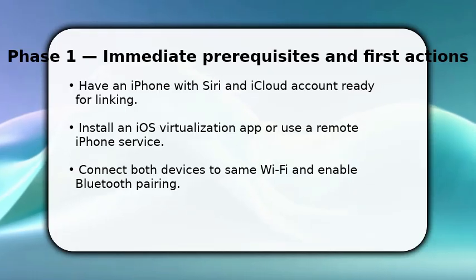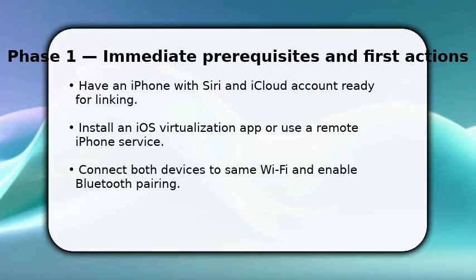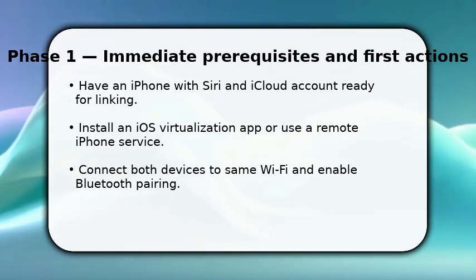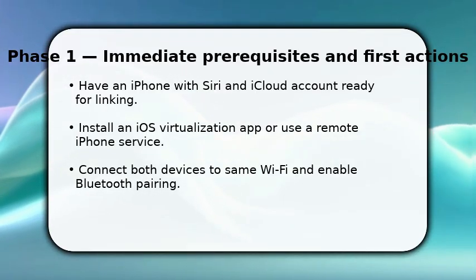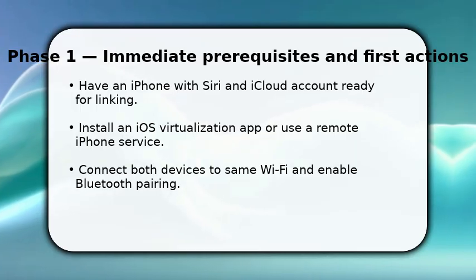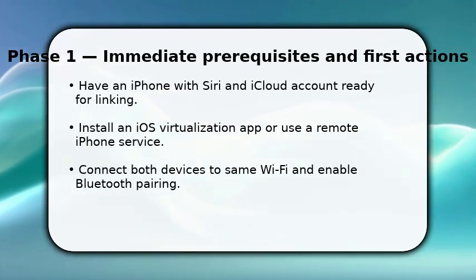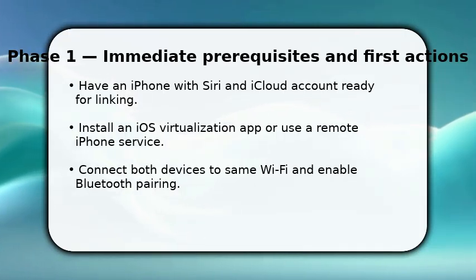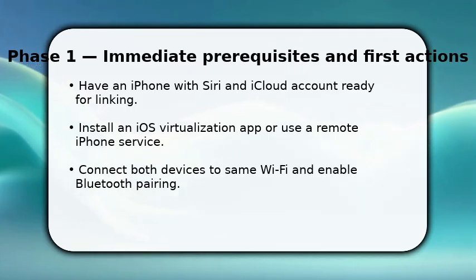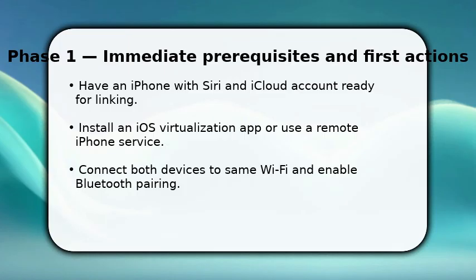You start by confirming prerequisites: an iPhone with Siri active and an iCloud account, an Android device with stable Wi-Fi. Once done, install an iOS virtualization app or subscribe to a remote iPhone service that exposes Siri. Make sure to enable Bluetooth and local network access on both devices because Siri routing often needs device discovery.